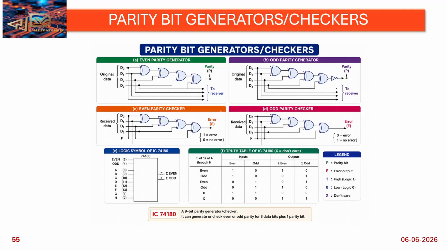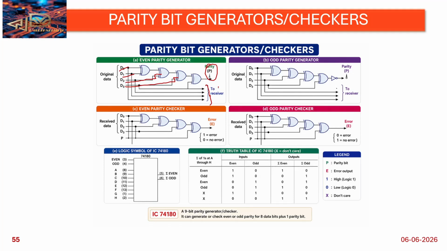See, this is the parity generator and checker. The data values we have will be added together here. D0 and D1 are given here, then D2 is connected to another XOR gate, and D3 is connected to another XOR gate. The receiving bits are here, and then the parity bit is here. The received bits are here, and the parity bit will be added here.